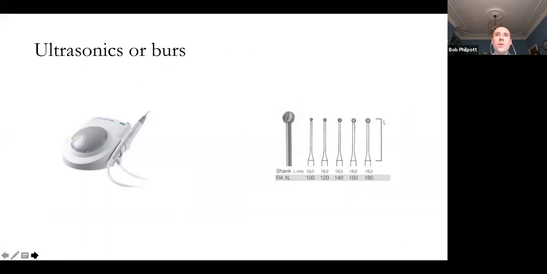But if you're working in general practice and you're thinking, well, I do a bit of endo, but I don't want to invest £3,000 in an ultrasonic and then have all the tips. And then also the fact that for me, ultrasonics are not ideal at finding canals. Refining access cavities, yeah, they're good. Taking posts out, they're great. Activating irrigant, really good. But finding canals, no, for 2 reasons.